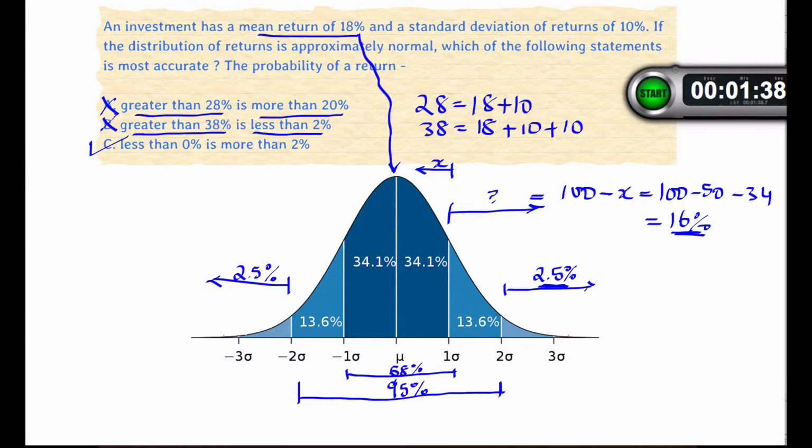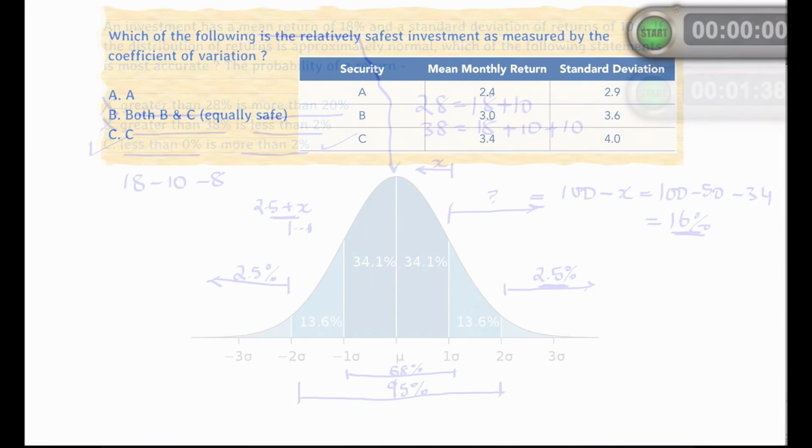For the purpose of this video, let's make sure C is in fact the correct answer. So 0 is 18 minus 1 standard deviation minus some fraction of 1 standard deviation. Now we know that the area to the left of 2 standard deviations is 2.5%, which means that the area to the left of the point corresponding to a 0% return is going to be greater than 2.5%. So C is in fact the correct answer. Let's take a look at the next question.